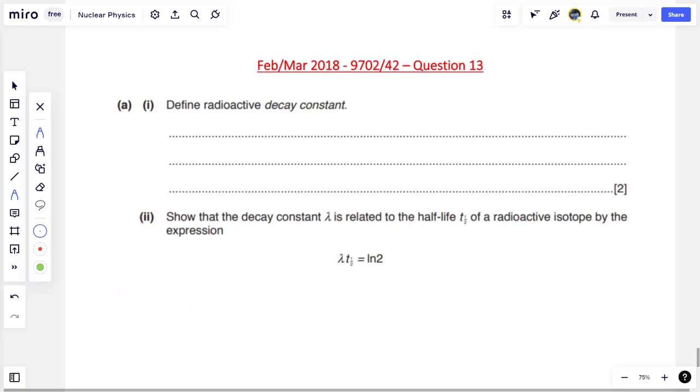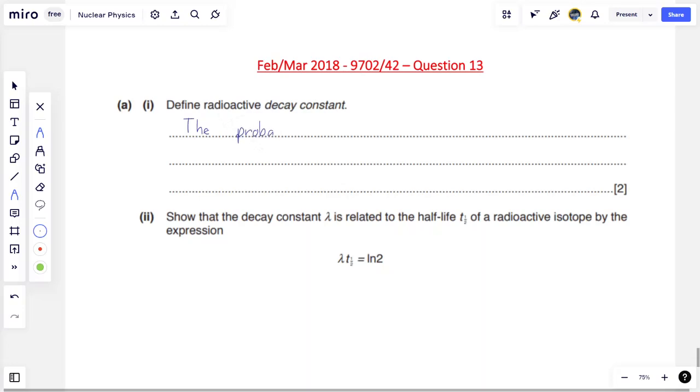The last question that I have for you is from February-March 2018, paper 4.2, and this is question 13. So it's still quite a late question. First things first, define radioactive decay constant. Slightly more abstract quantity. It is the probability per unit time of a decay occurring. That's it. Higher lambda, higher probability of decay, more radioactive substance. Lower lambda, a less radioactive substance.